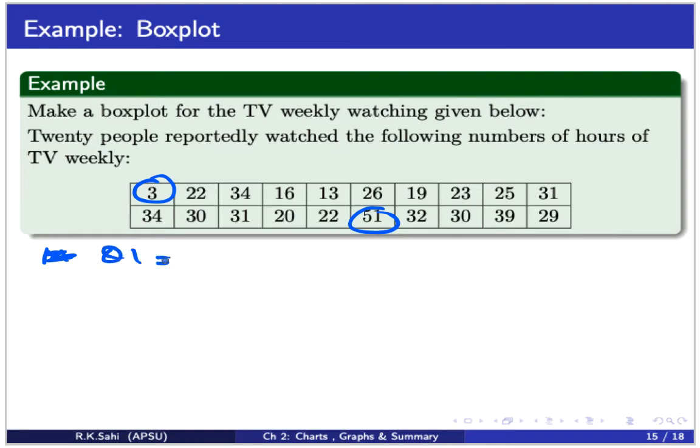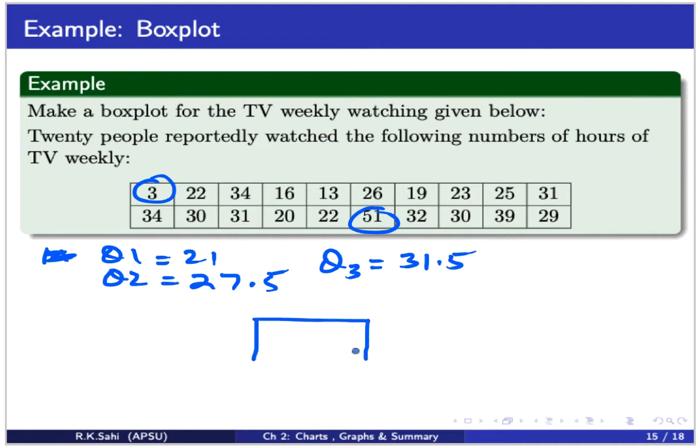We know Q1 to be 21, Q2 to be 27.5, Q3 to be 31.5. So let's make a box first. Okay, so we have a box here. Q1 and Q3 is 21 and 31.5. So this is Q1, Q3. Now to find Q2, this 27.5 is closer to 31.5, so it's not going to be in the middle. Guys, remember, it's not going to be right in the middle of this box, but it's going to be somewhere closer to 31.5. So that's my Q2, 27.5.